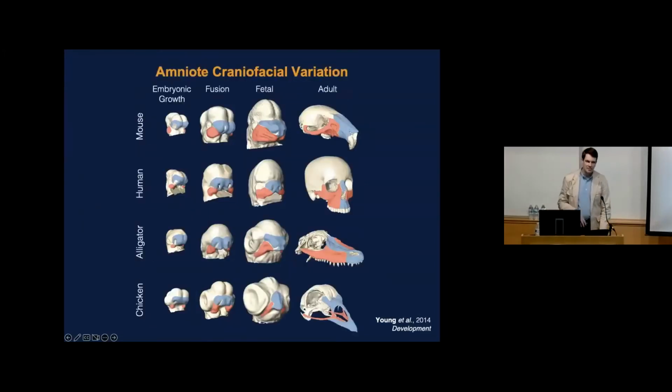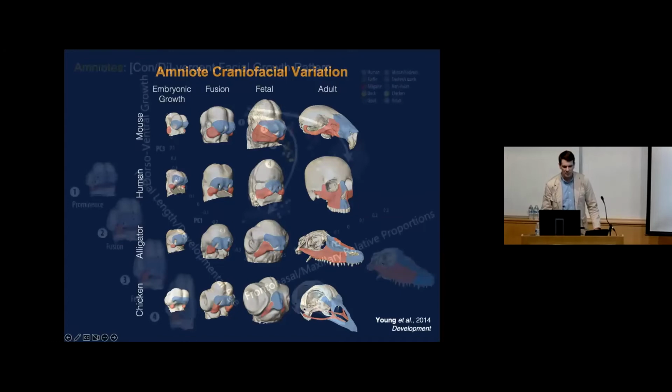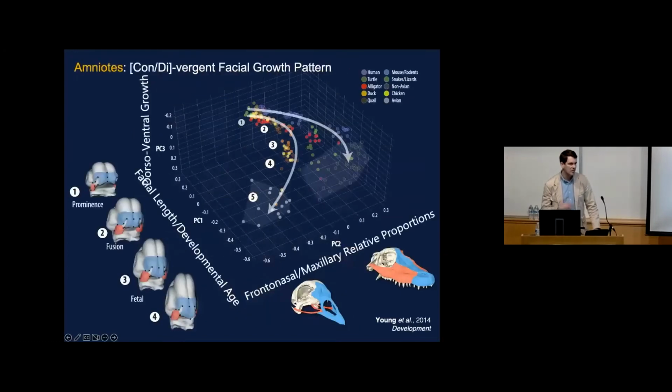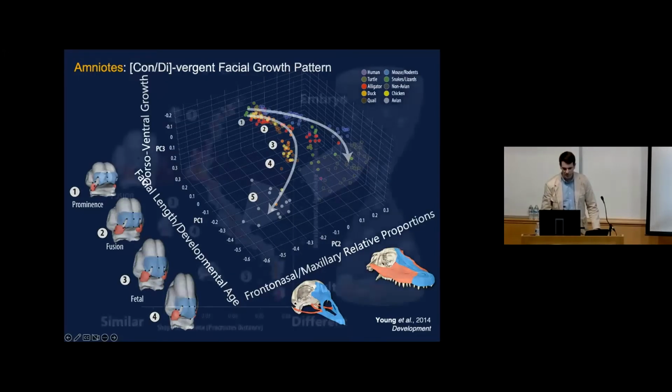So in 2014, which is granted a long time ago, we used this approach to understand or characterize craniofacial development in a large number of amniotes. And amniotes are egg-bearing animals, things like mice that we love, birds, gators, turtles, even humans are amniotes. And we looked at all these different groups and we characterized them in terms of this developmental morphospace. And what we found is that when we looked at them all together, they have a shared pattern of early craniofacial development, and that they only diverge more radically later in fetal growth in particular.